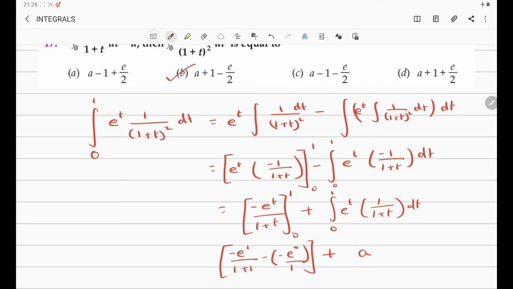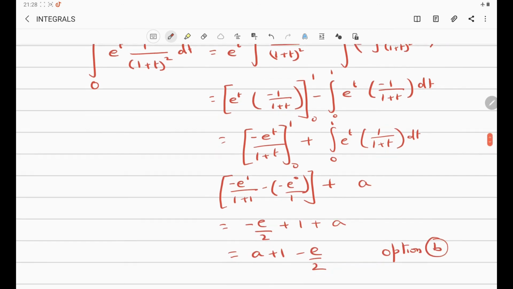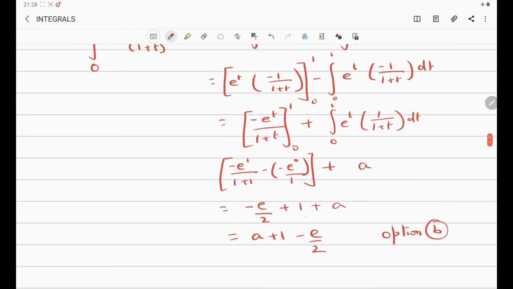And this we have already seen how to evaluate, by substituting the upper limit and lower limit after we evaluate the indefinite integral. And the second part is already given to be a. Therefore, we got it as minus e by 2 plus 1 plus a, or a plus 1 minus e by 2. So option B is the correct answer.